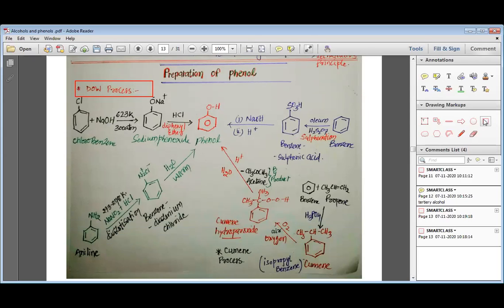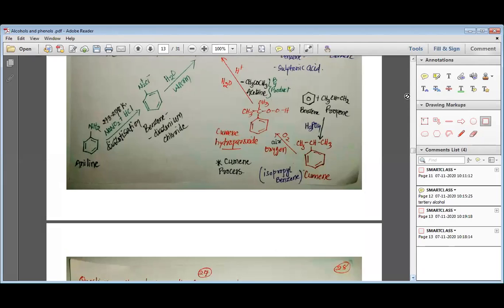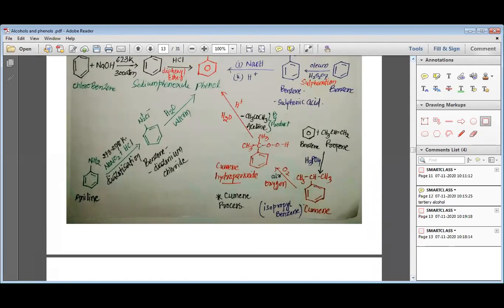The next process for the preparation of phenol, my dear students, that we are going to study is known as the cumene process. So let us study the cumene process. You can see here this compound known as cumene. Cumene is actually produced from benzene. Benzene is allowed to react with propene in the presence of H3PO4, phosphoric acid, at elevated temperature, and it gives us cumene.